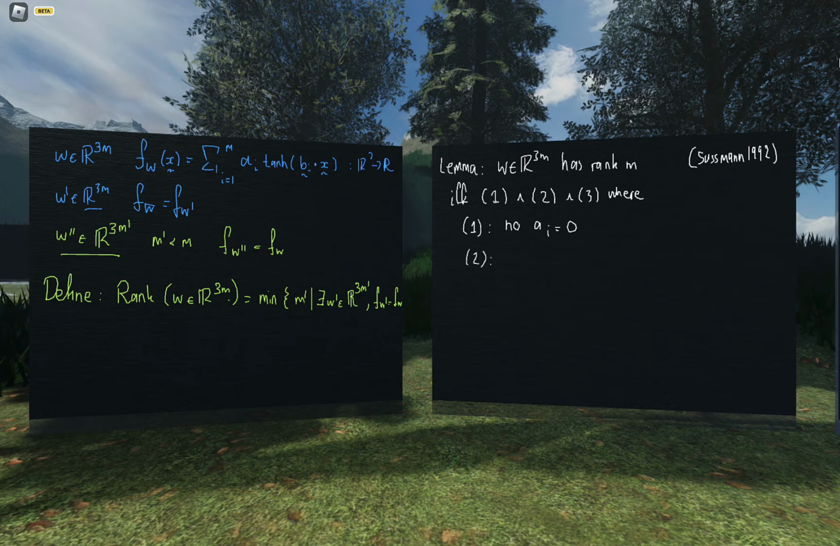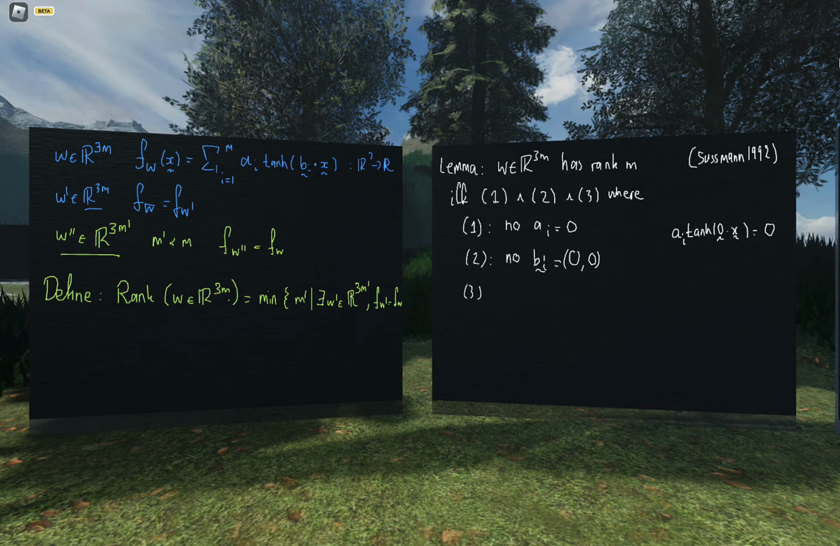The second condition is no BI is equal to 0, 0. Remembering these are vectors in R2. Intuitively, if one of the BIs was 0, 0, what that would mean is you have a unit that doesn't receive any input, and so it becomes tan h of 0x, which is just 0. So this doesn't contribute to the output no matter what A you multiply it by.